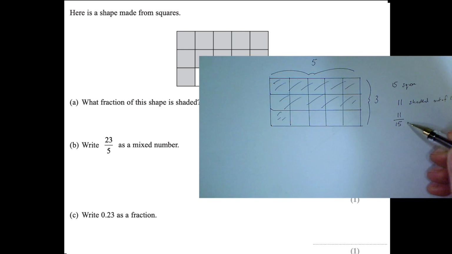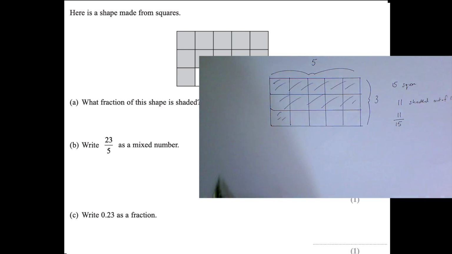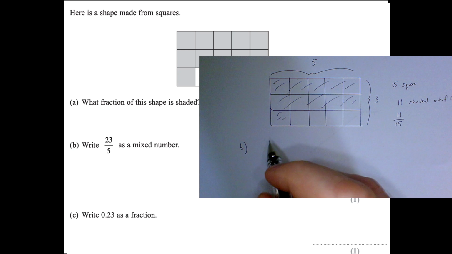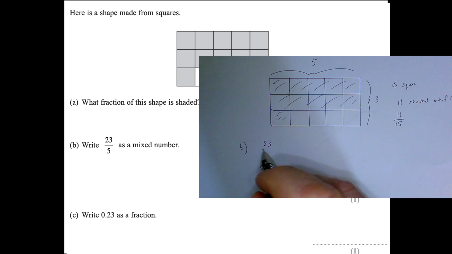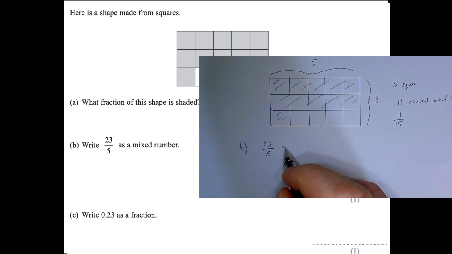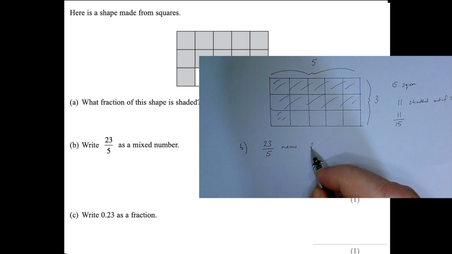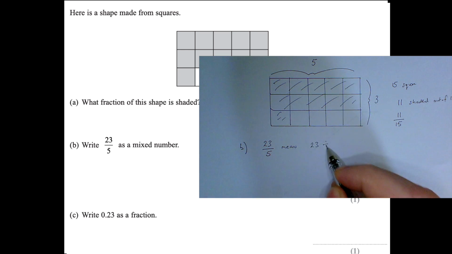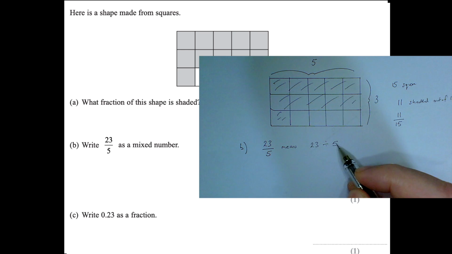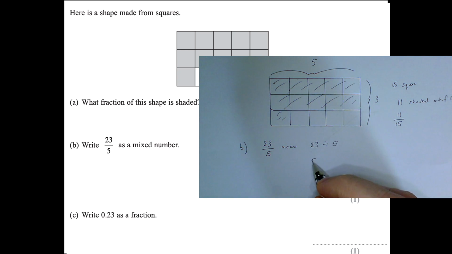Alright. The nice thing about fractions, of course, is it's just a clever way of writing division. So the next question, part B, 23 over 5, is really just saying 23 divided by 5. So 23 over 5 means 23 divided by 5. And so I know how to do bus stop division. I'm going to write my 5, write the bus stop, 23.